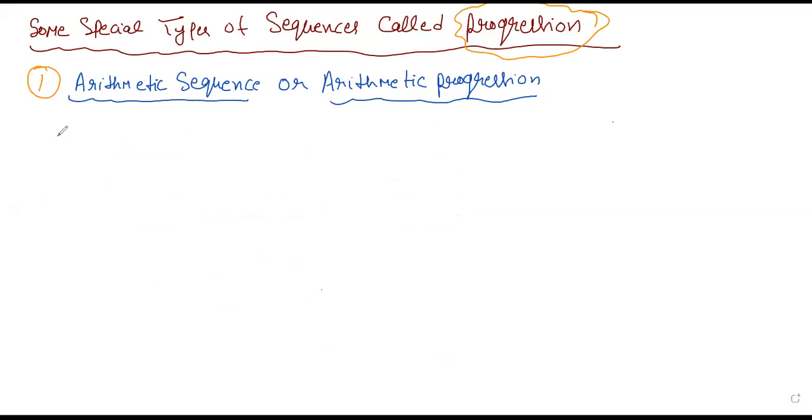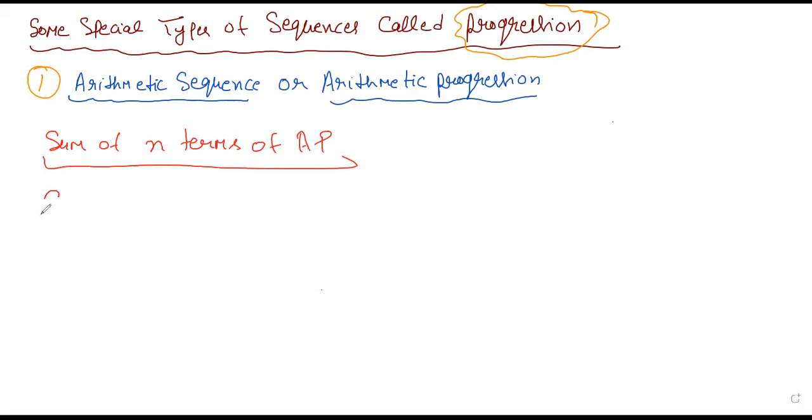Okay, so sum of n terms of arithmetic progression. Suppose S is a symbol and n represents that you are going to find the sum of n terms. So first term, second term, third term, and so on, up to an. You need to find this sum.